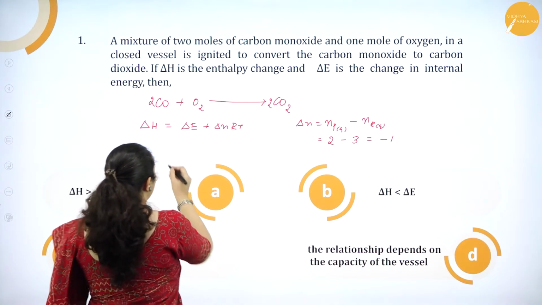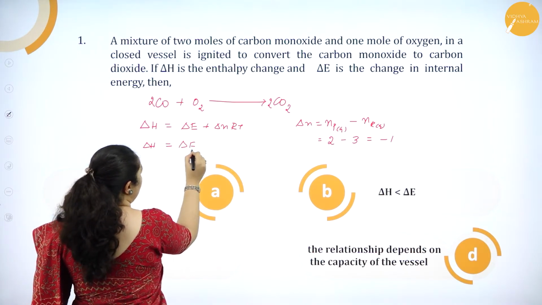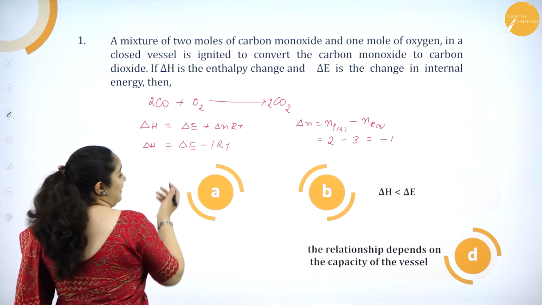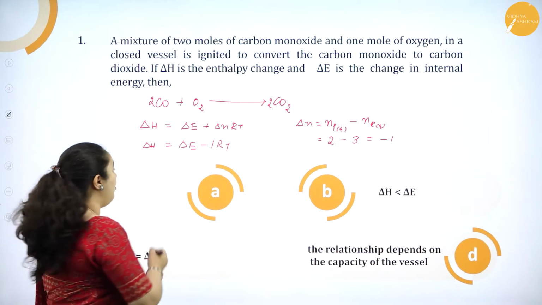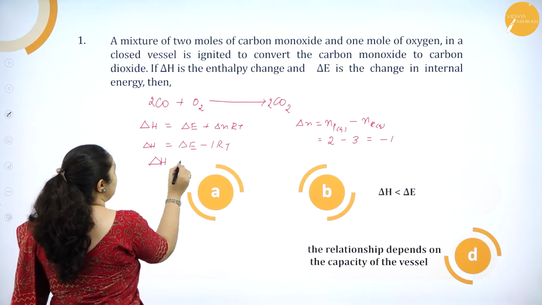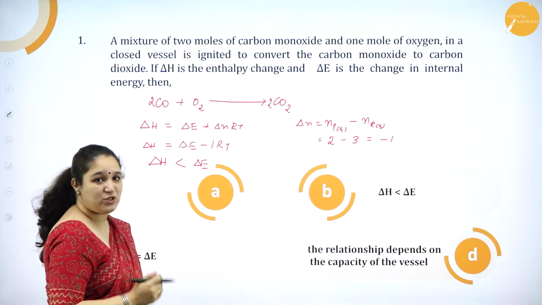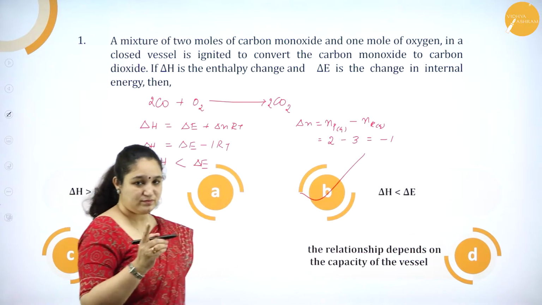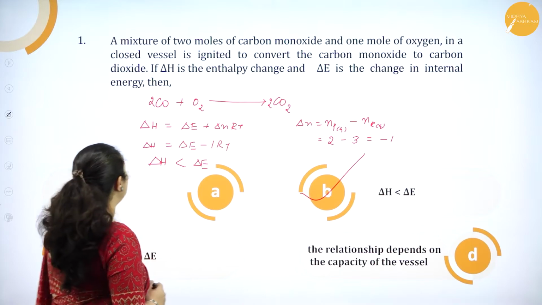So if I put that in this equation, I'll get delta H is delta E minus 1 RT. That means delta H is delta E value minus something. So obviously delta H is less than delta E. So which is the correct option? It is option B. Correct, no? So I hope you have understood this. We'll go to the next question.